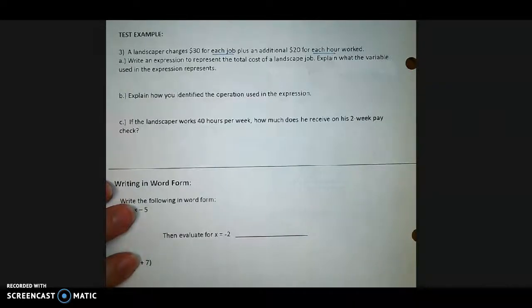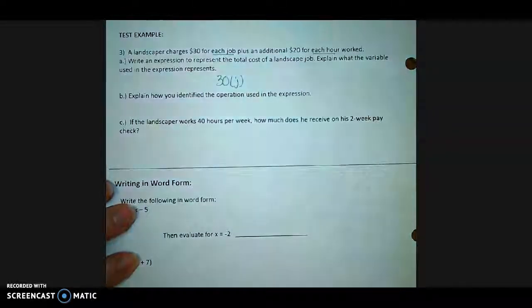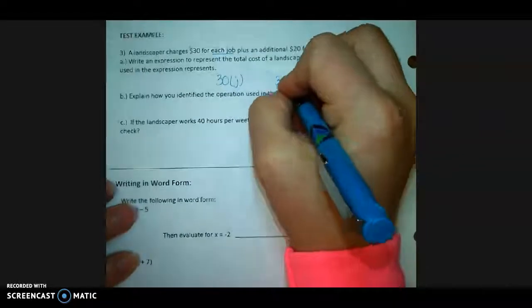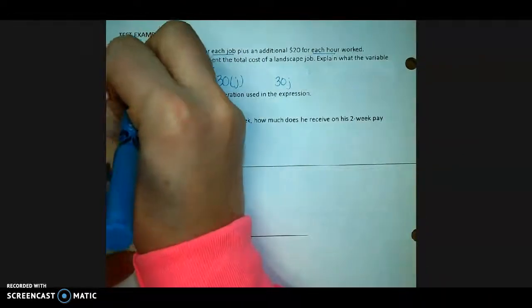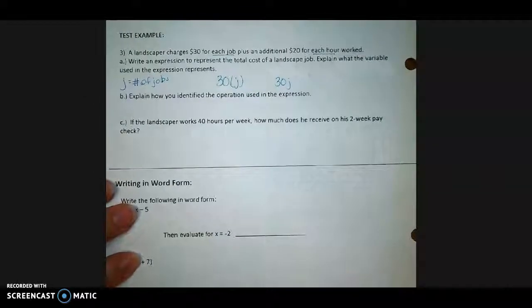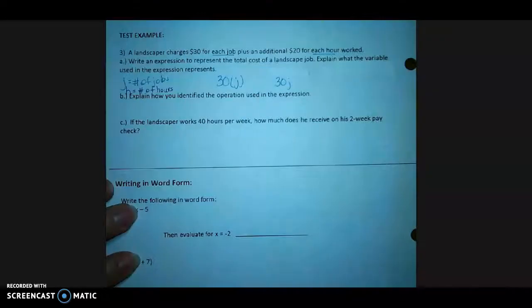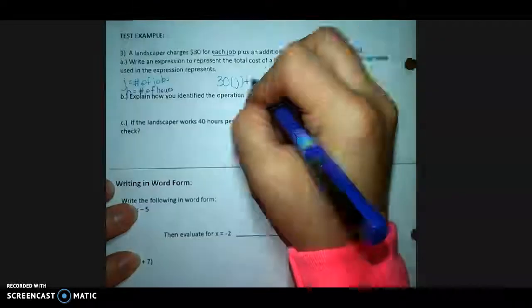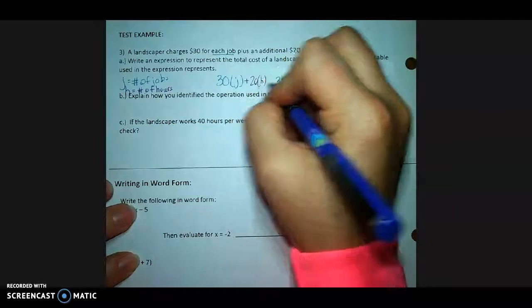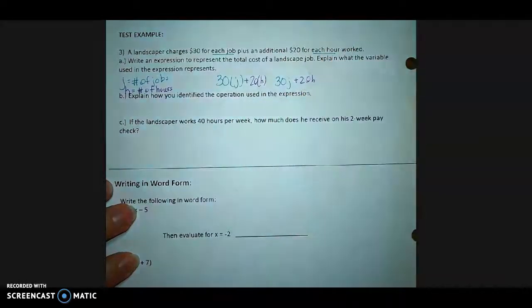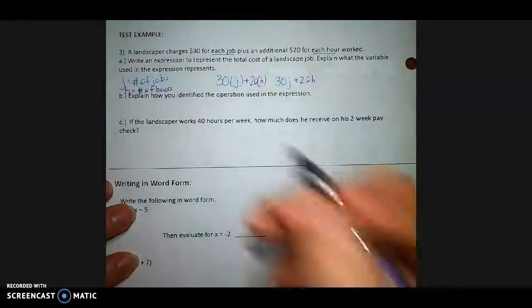Well, we could actually have two variables here because I could have $30 times each job, or 30J. So J could equal the number of jobs that I do, because maybe I do more than one job in a day. I don't know, I'm not a landscaper. And H could be the number of hours that it took me to do that job or jobs. So I could have plus 20 times H, so it would be plus 20H. So I could have two different variables going on.